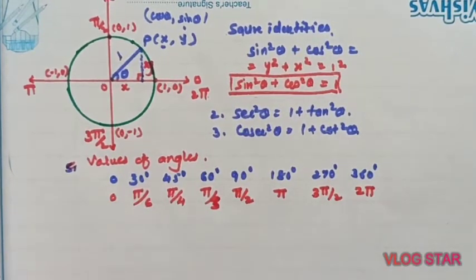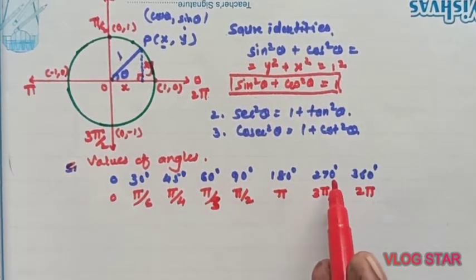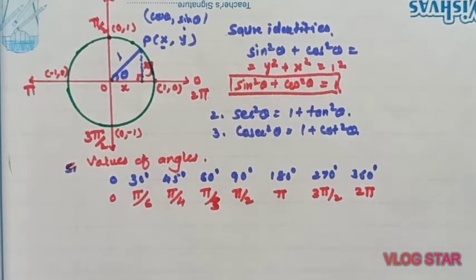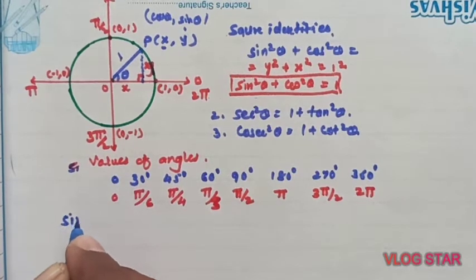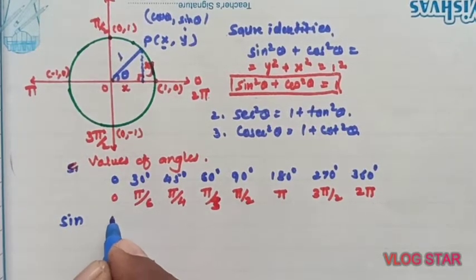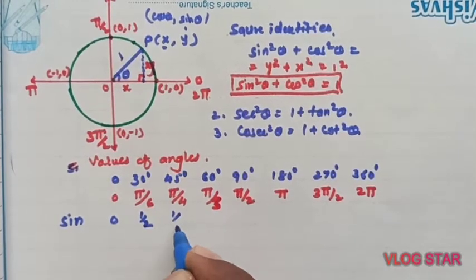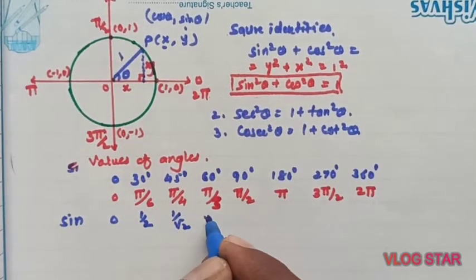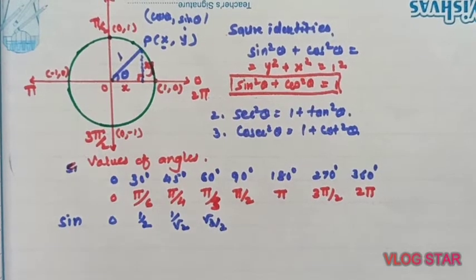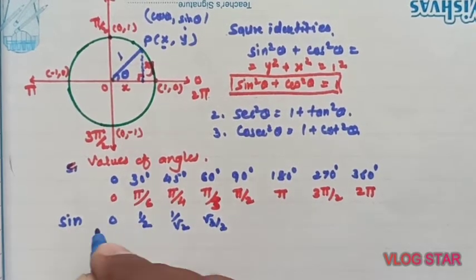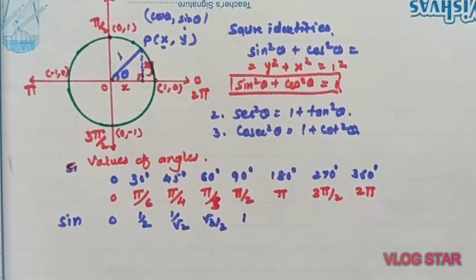Now we have the standard angles. 30, 45, 60 are standard. 0, 90, 180, 270 and 360 are quadrantal angles. What about the sine values of these? Sine of 0 is 0. You have already learned this. 30 is half. 45 is 1 by root 2. 60 is root 3 by 2. And 90 is 1.